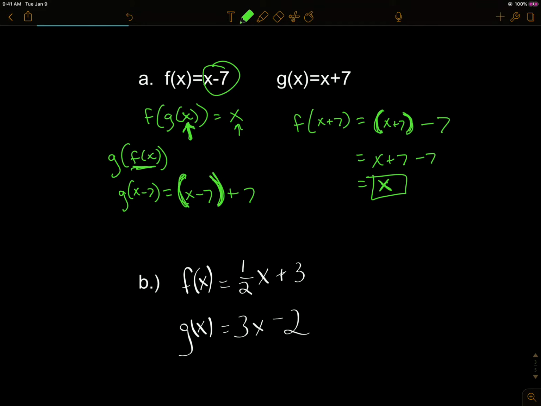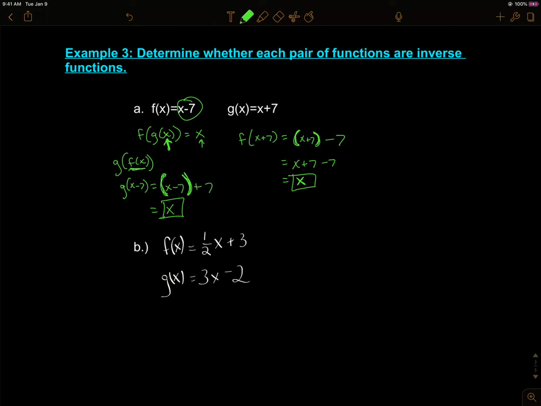So if I simplify this, x minus 7 plus 7 is equal to x. So that's how you check if two functions are inverses of each other. So yes, they are inverses of each other. I got x both times I did composition.